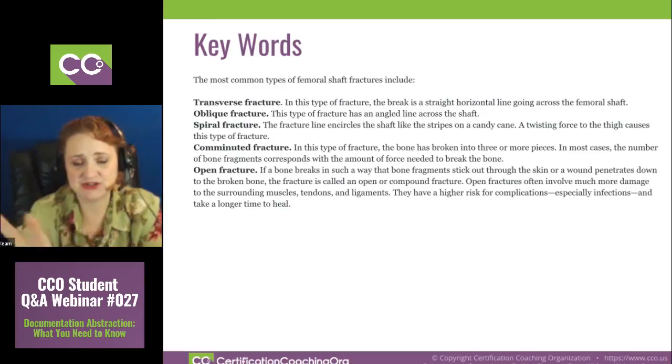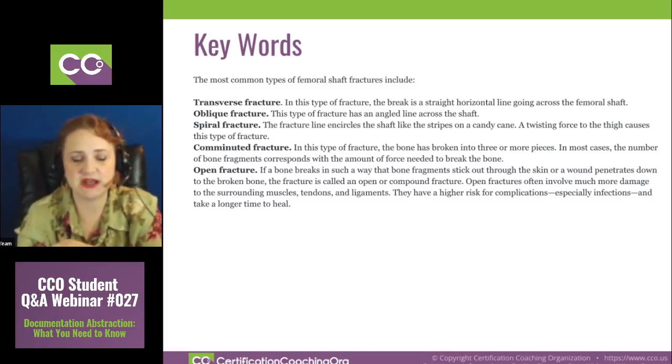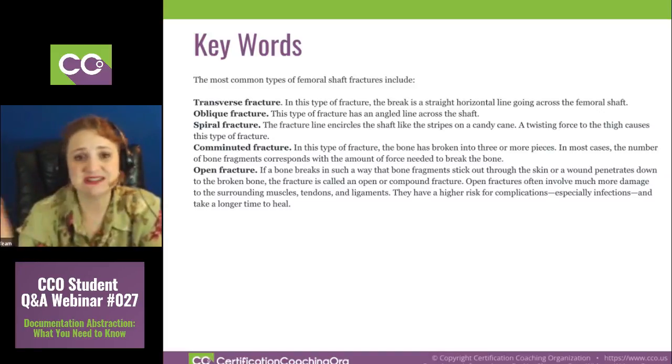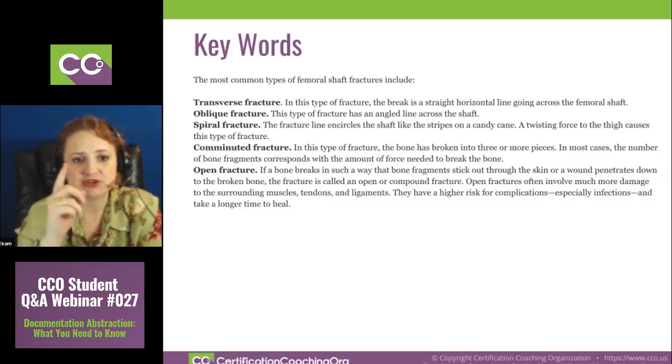Again, I didn't underline and I didn't highlight this, but I'm showing you how you do this when you don't have all that already done. So the word fracture means nothing to me anymore, but transverse, oblique, spiral, commuted, and open. Now I know those are the most common fractures.